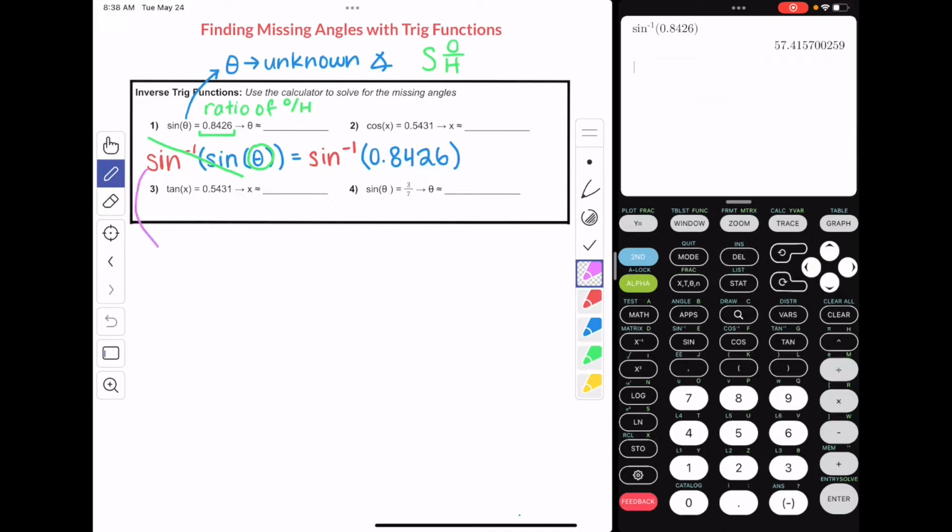So I'm just going to write this down here for space. So I know that my theta is approximately equal to 57 point, I'm going to round this to 0.42. And those are the steps that you need to find the inverse. Take a moment to pause the video here and see if you can work out cosine number 2 by yourself.